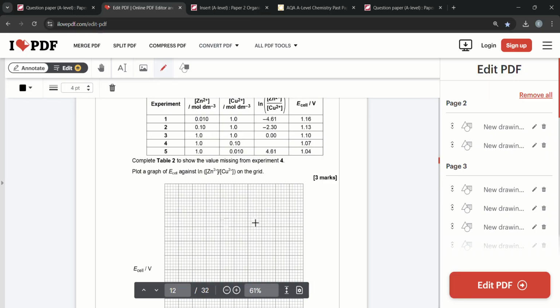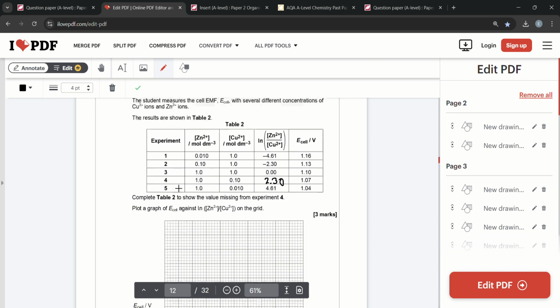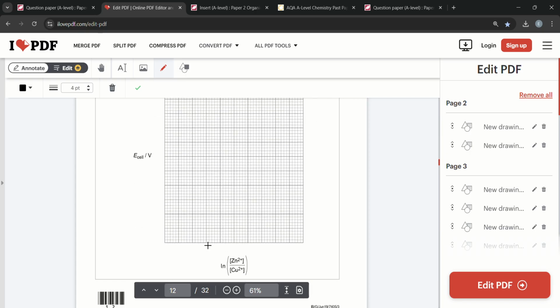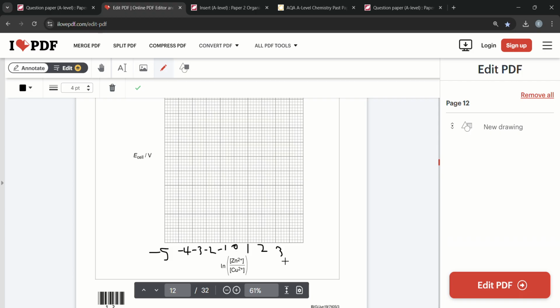Complete table 2 to show the missing value from experiment 4. I thought it was just 3 marks for just completing the missing value. I was really confused. So 4 is going to be ln of Zn2 plus, so 1.0 divided by 0.010. We should get 2.30. And the graph, obviously, you just plot it against that. Minus 5, minus 4, minus 3, minus 2, minus 1, 0, 1, 2, 3, 4, 5. It should be a straight line.